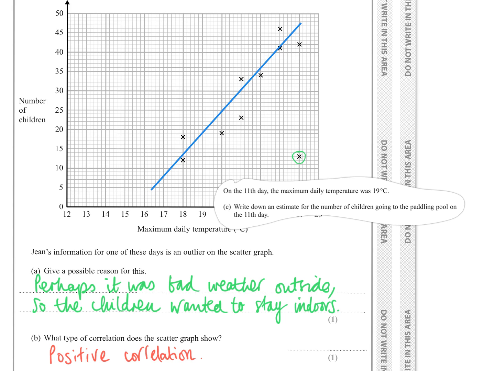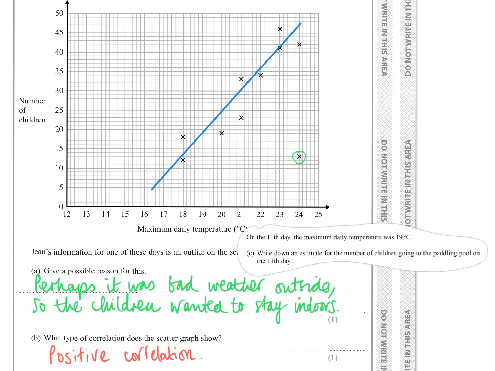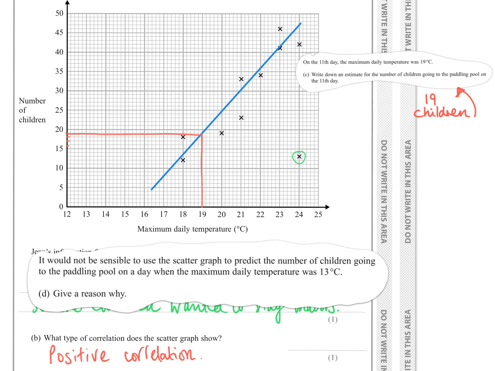So for the 11th day, let's have a look at what 19 would have given based on previous data. And we should draw a straight line. I don't have a ruler here, so I'm going to do it freehand. But you've got to use your line of best fit. And then we should be able to read along to here, which would be 15, 16, 17, 18, 19 children. So I've put that answer here.